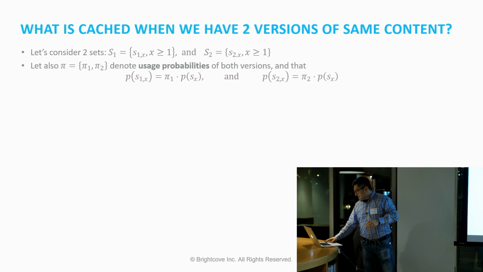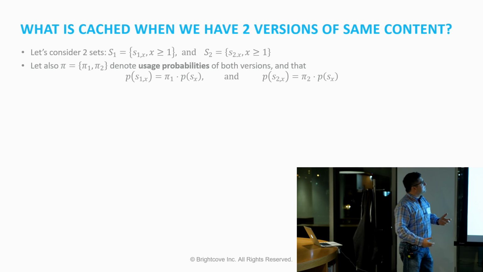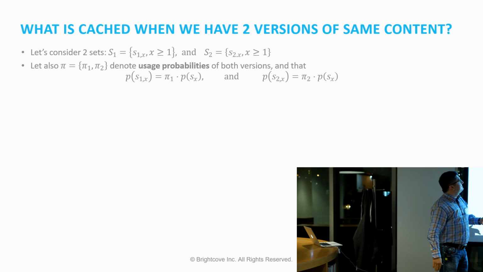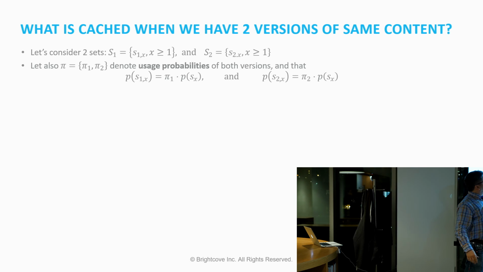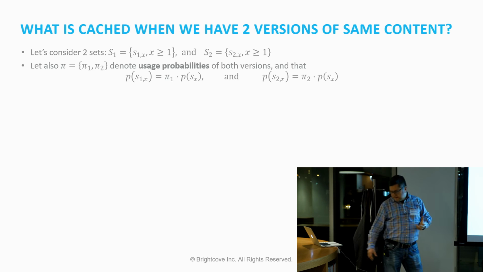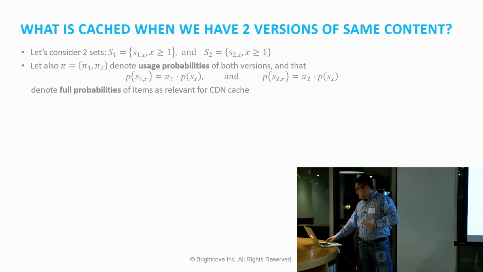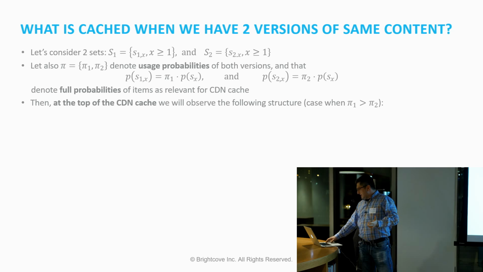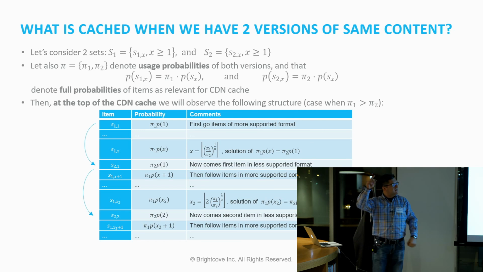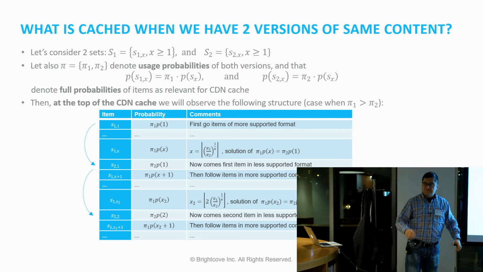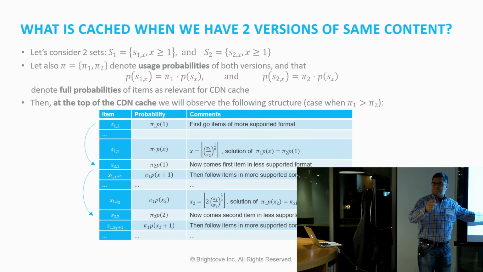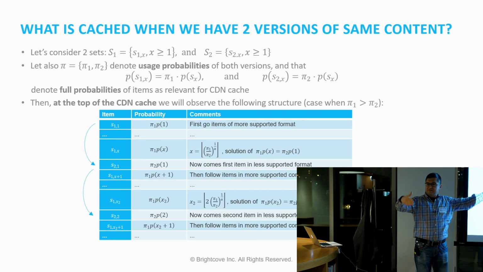And let's see what's going to happen. Well, if we know the usage probabilities, the popularity probabilities of content by itself, then the full probabilities in terms of what is relevant to the CDN will be products. And if we look at the top few items of what's going to stay in cache, what I really need to do is sort those products of probabilities in order of their decay.